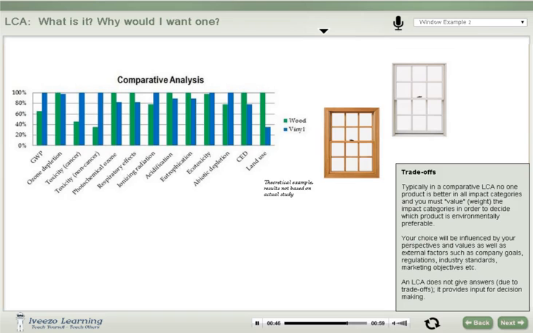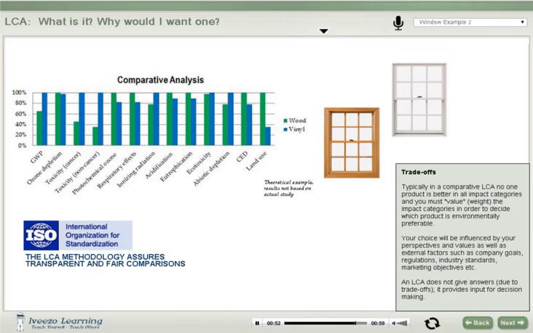To assure a fair and transparent comparison, make sure your study has followed the International Organization for Standardization (ISO) LCA methodology. Click the wood and vinyl images to learn more about the trade-off.